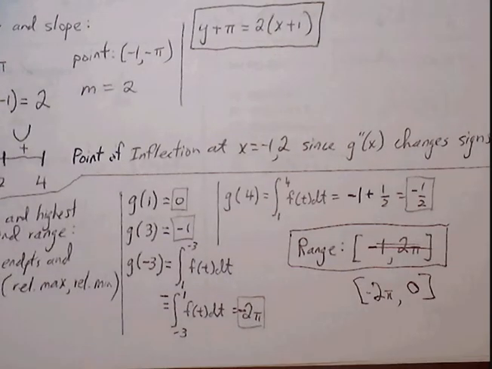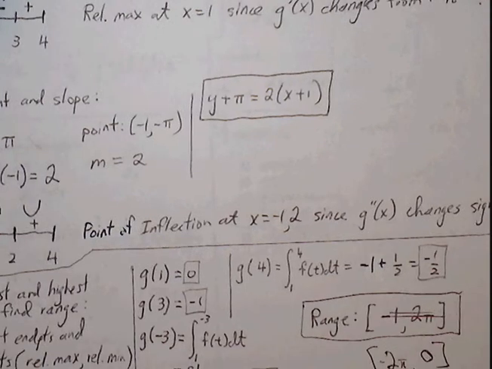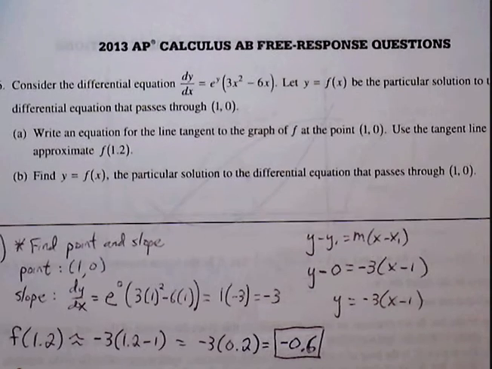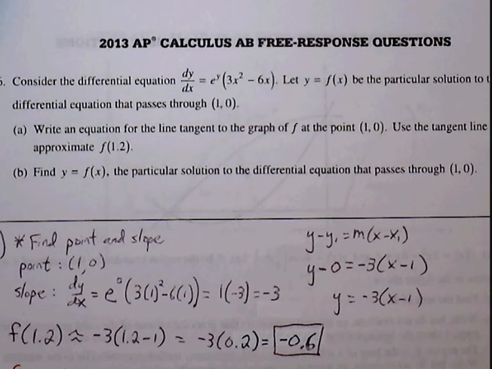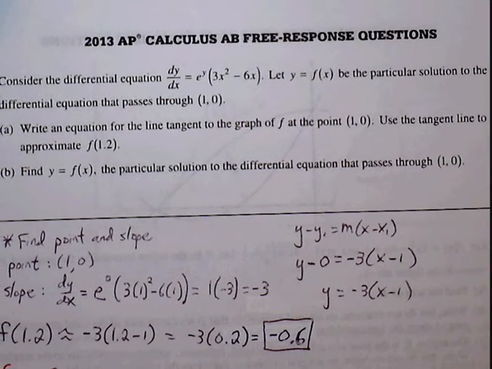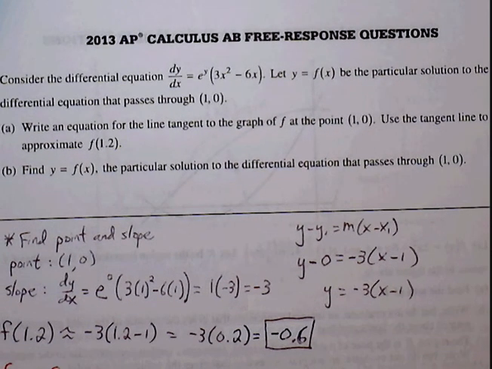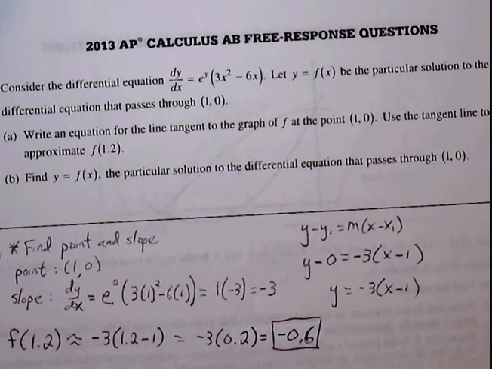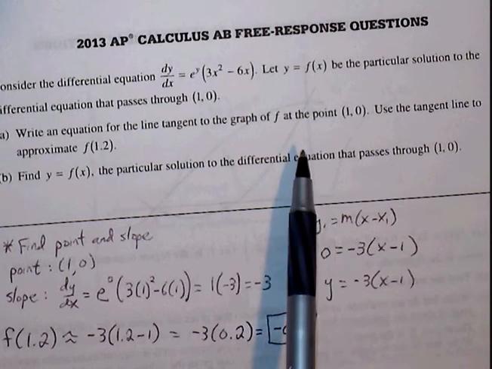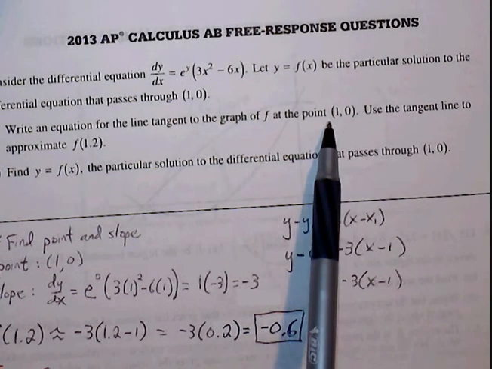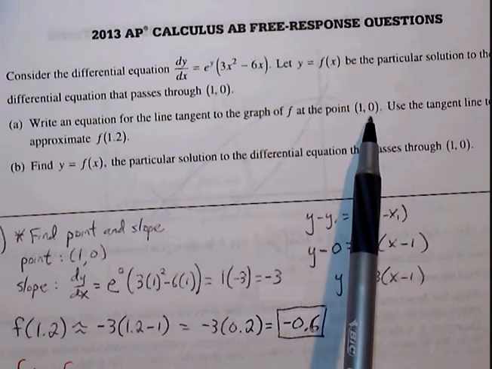Okay. All right, let's look at number 6. So number 6 says, consider the differential equation given to us. Let y equals f of x be the particular solution to the differential equation that passes through 1, 0. So for part A, write an equation for the tangent line to the graph. So if we want to find the tangent line equation, first we need the ordered pair and we need the slope. So the ordered pair is given to us at 1, 0.